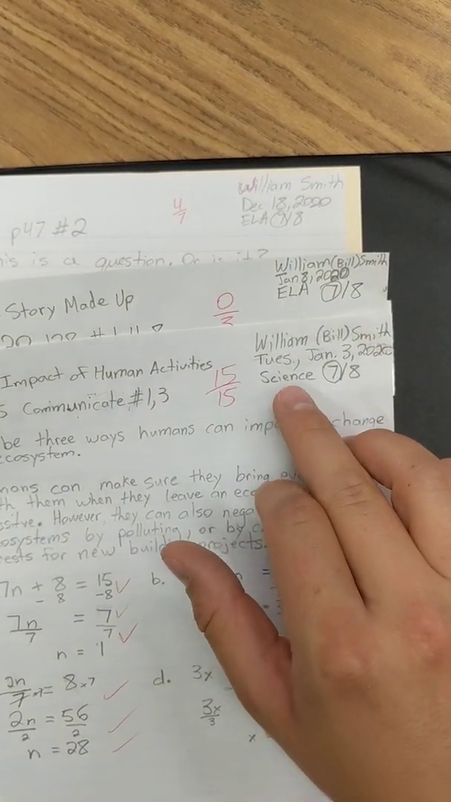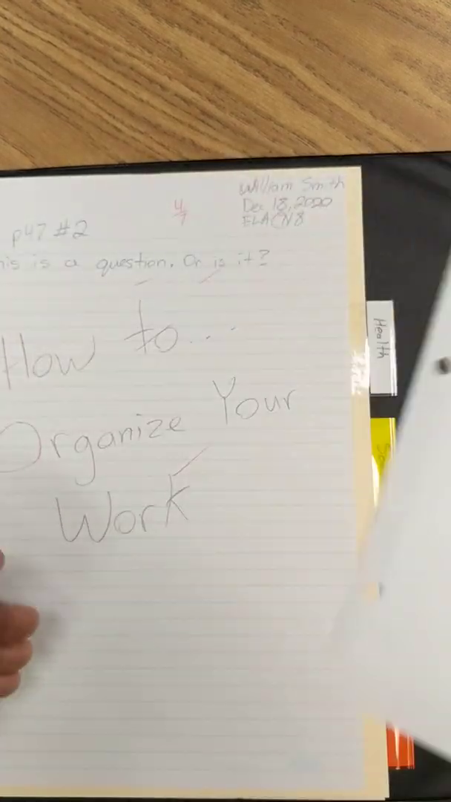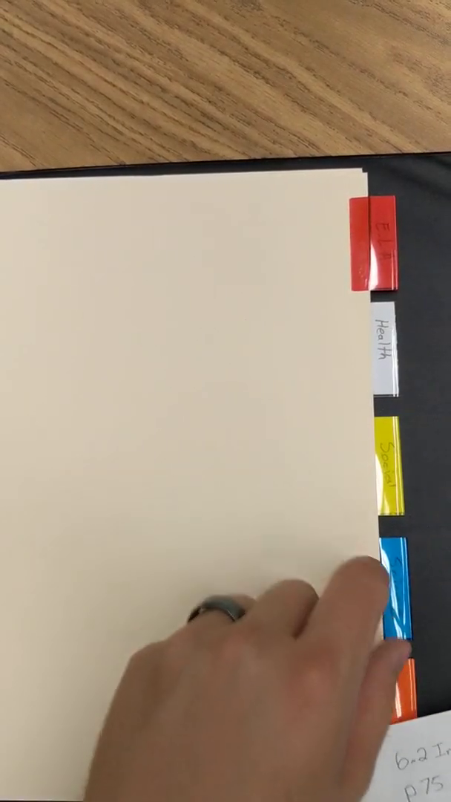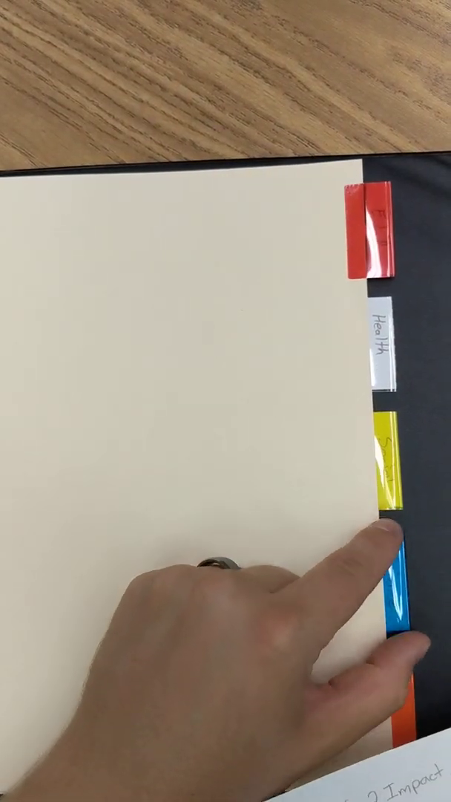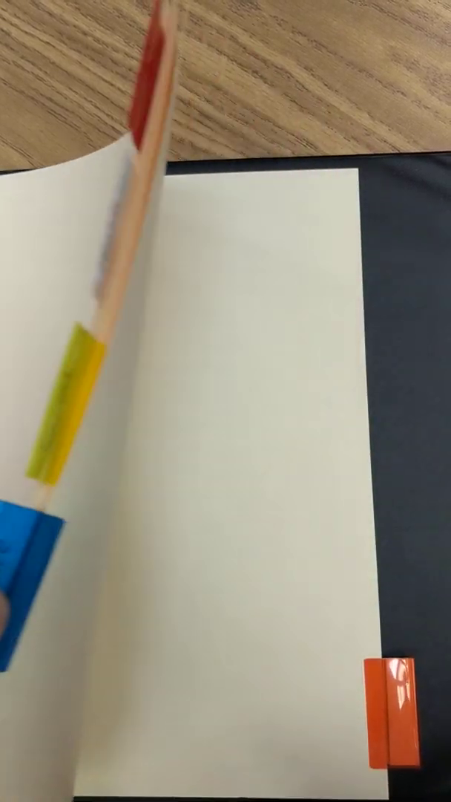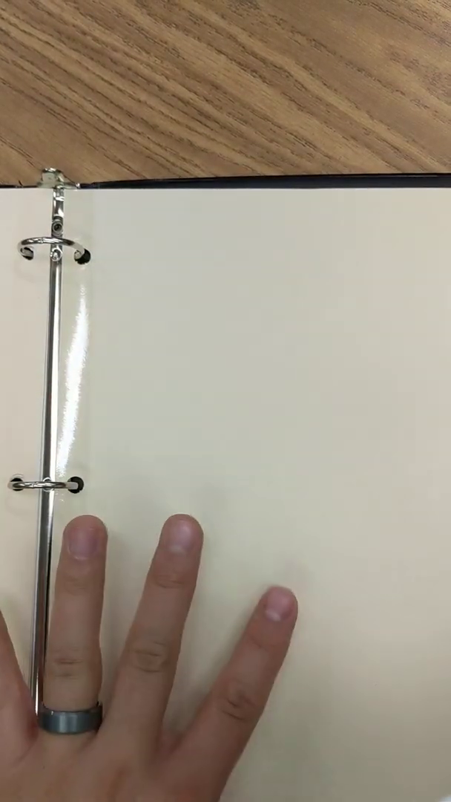And then you're going to look for the subject. So this first one here, I've got one that says science. So William is going to open his binder. Then he's going to look for the science tab, which is this blue one down here. It says science. He's going to flip that open. Now he's in science. There are no assignments there right now.